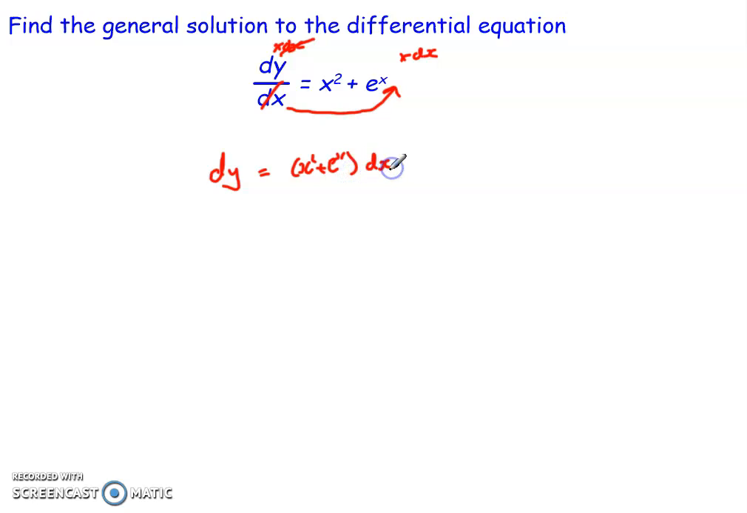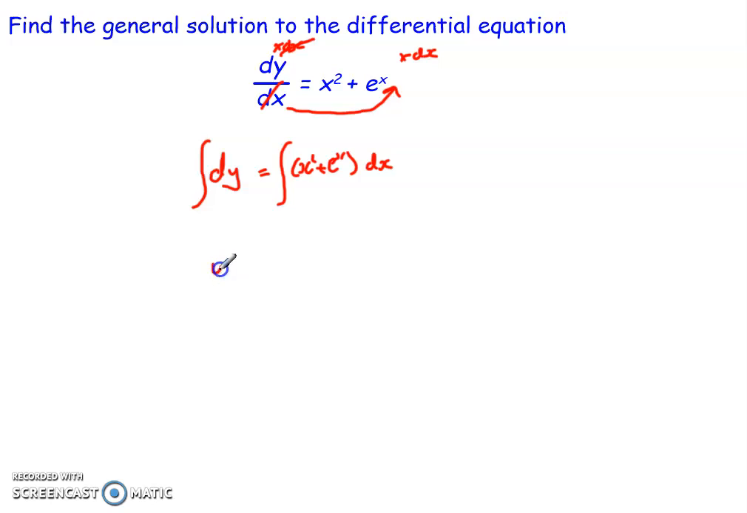dx. Since I've got my derivative dy on one side, my derivative dx on the other, and I know the variable upon which they depend, all I can do is quite simply say that the integral of dy has to therefore equal the integral of x squared plus e to the x dx. Now I just calculate the integral of both sides and I've got my answer.